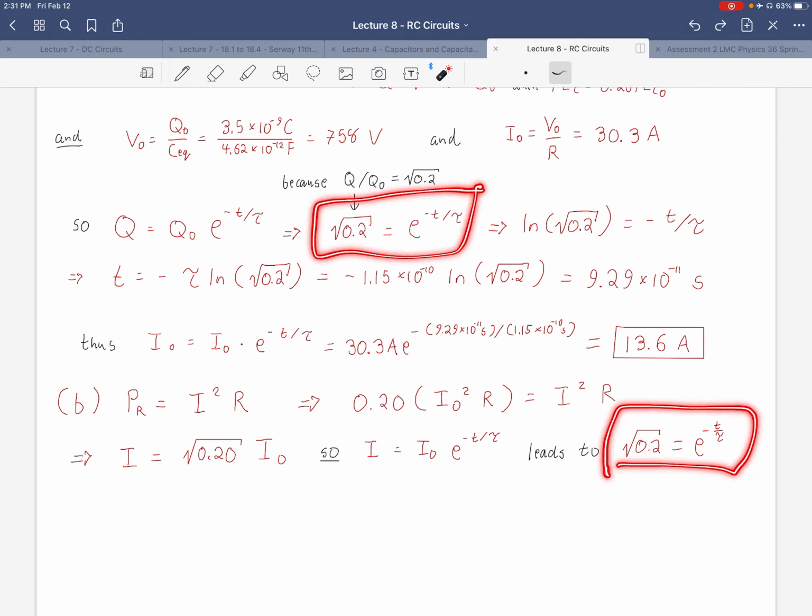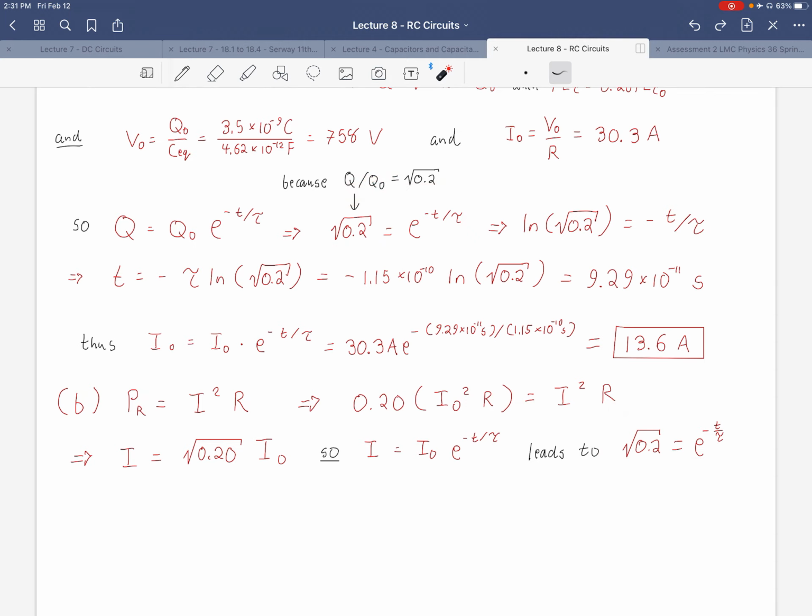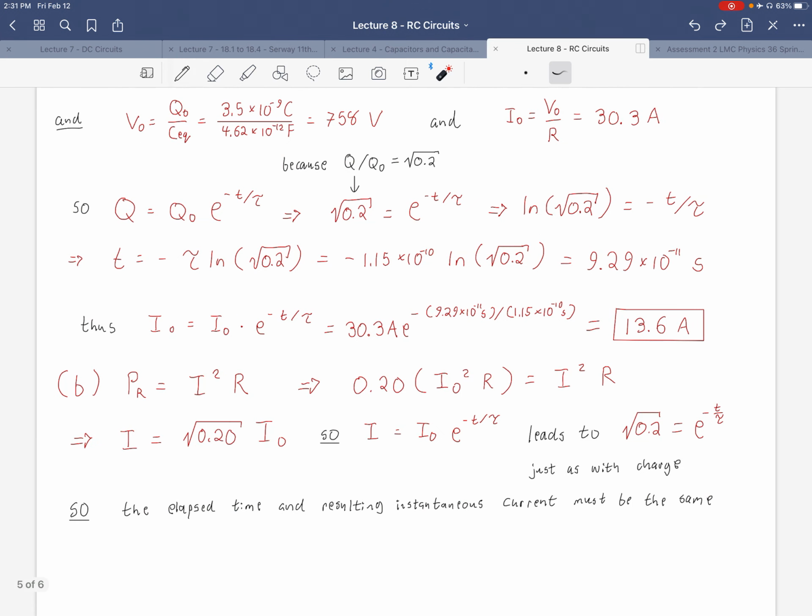Because after all, the charges cancel out in terms of their units. Likewise here, the currents are going to cancel out in terms of their units. So we're going to get the exact same relationship, just as with charge. And that tells us that the elapsed time and resulting instantaneous current must be the same. So indeed they do move together. And so the answer is the same answer we got for part A, 13.6 amps.